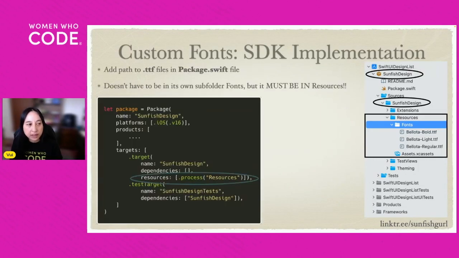So next, add the path to your font files in your Package.swift file. This doesn't have to be in its own subfolder Fonts, but it must be in Resources. This will enable your Swift package to find your resources, like your fonts, colors, etc., in your Resources folder, including all subfolders of Resources.